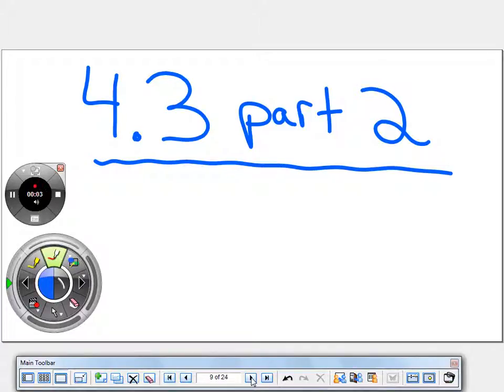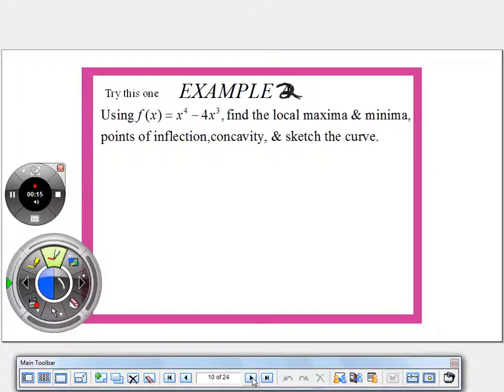All right, this is 4.3, part 2. So I want to do a little bit more with finding the intervals of concavity and then maybe a little bit with being able to sketch a curve from given information. All right, here's the first example.